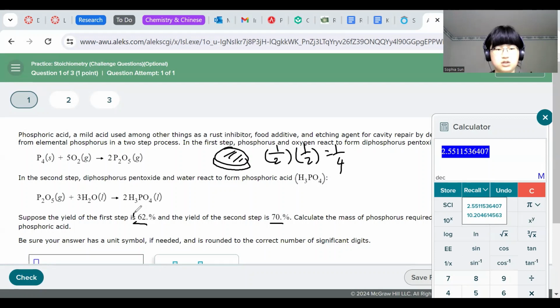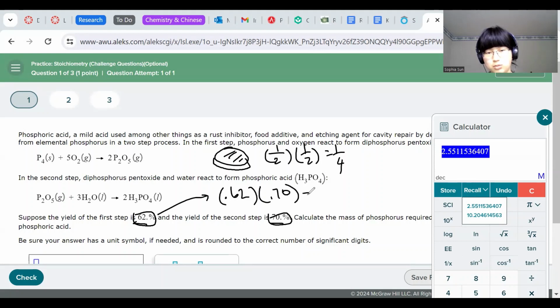You have a 62% yield and a 70% yield. And in order to find the total yield, instead of adding, which would give you a value greater than 1, and doesn't make sense because you can't just suddenly create mass, you're actually going to multiply. You're turning these percentages into decimals just so it's easier to work with, and you multiply. And now you should have a value of, give me a moment, 0.434.